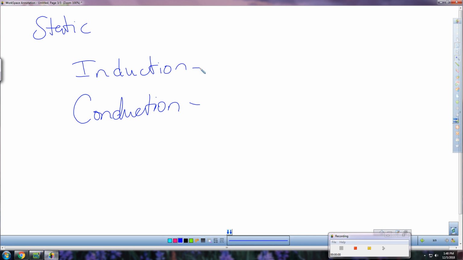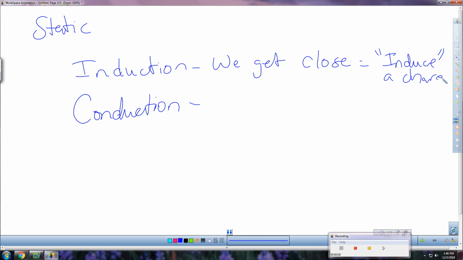Induction is where we get close, but we don't touch, and we simply induce a charge on an object. And I'm running out of room to write it. Conduction is where we actually touch to get a charged object.